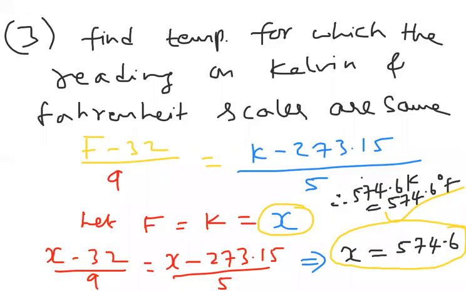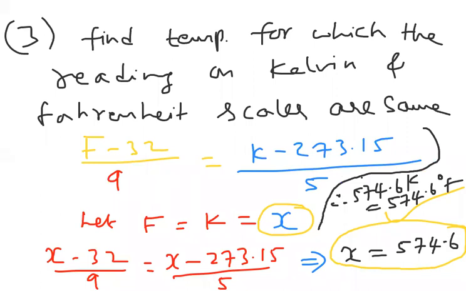Degree Fahrenheit, both are equal. 574.6 Kelvin is equal to 574.6 degree Fahrenheit. That is my conclusion for this problem. I hope you are clear till here.